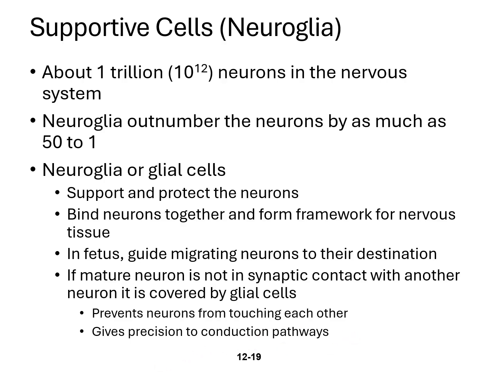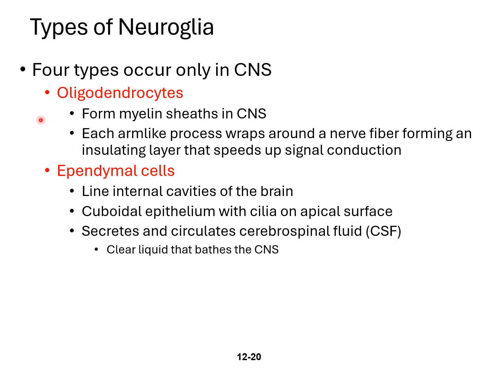With oligodendrocytes and Schwann cells, what are the types in the central nervous system? Oligodendrocytes, myelin sheath, central nervous system. They have an arm-like process that wraps around a few nerve fibers and axons to form that insulation layer of myelin.